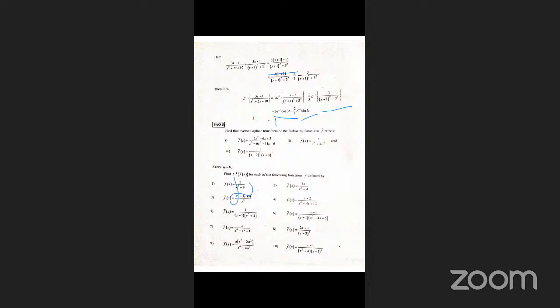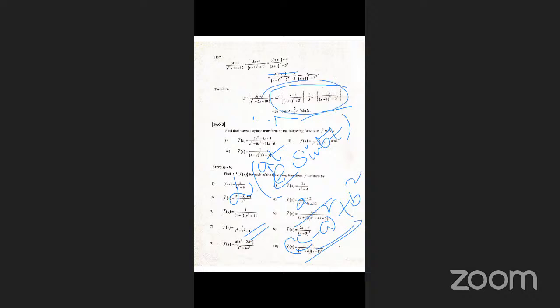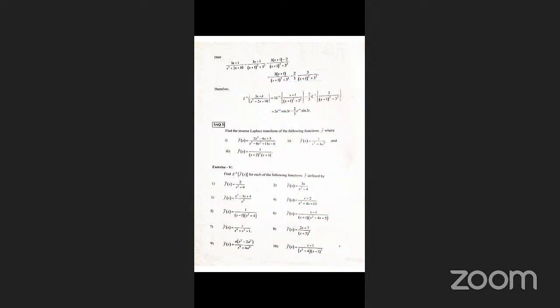It is only one formula. e power of at sin bt, the Laplace transformation of e power of at sin bt, that we can write as b by (s minus a) whole square plus b square. So this is a formula. So these are all the formulas of inverse Laplace transformations. Just here we did changing of the equations.